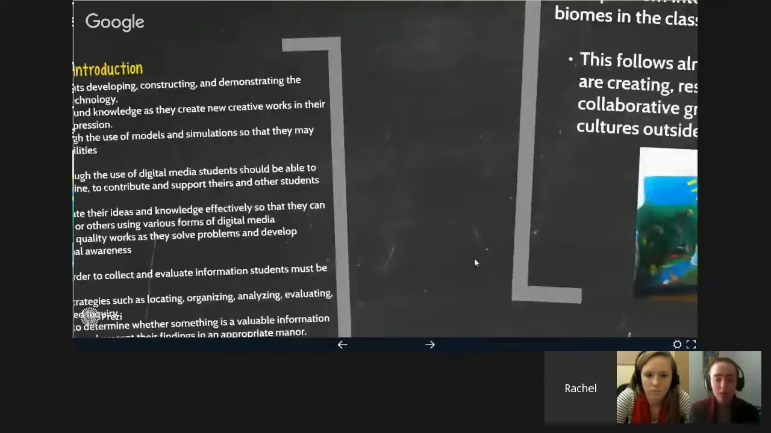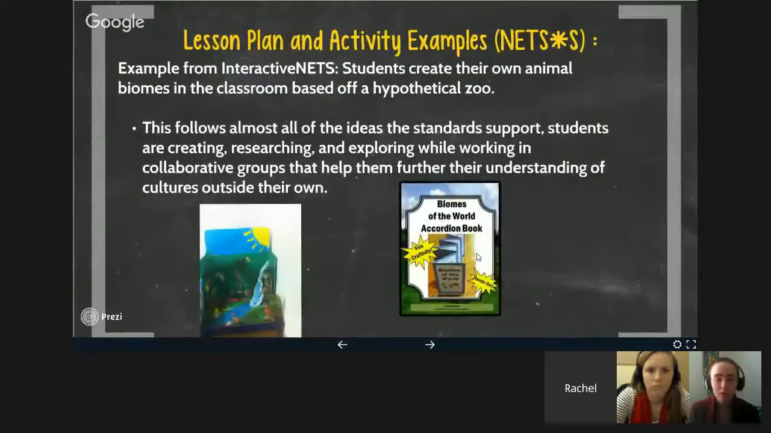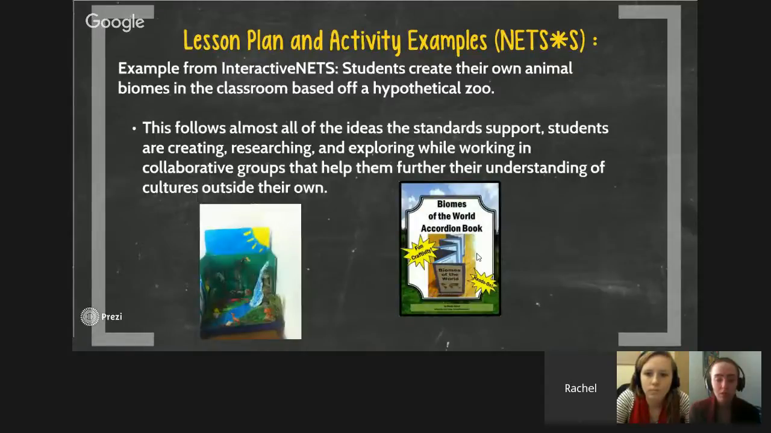So then we have our examples. I took a lesson plan and activity example from Interactive Nets. This was really neat. I thought students create their own animal biomes in the classroom based off a hypothetical zoo. So this follows the idea of, if you had students work in a group, it would be communication and collaboration. They'd be working together. It requires creativity and innovation, and the research would need to be conducted online.